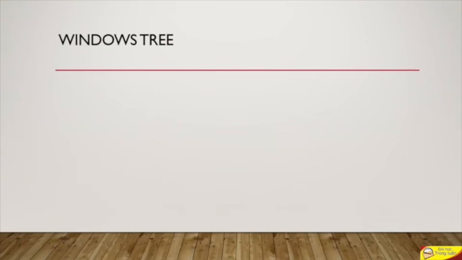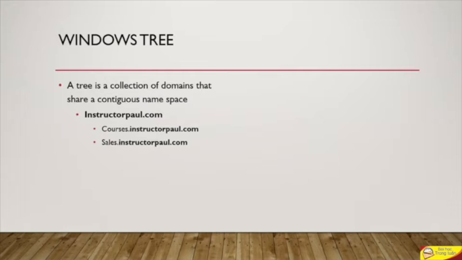All right, now we have a Windows tree, and this is where the confusion starts. A tree is a collection of domains that share a contiguous namespace. Now that doesn't really tell you a whole lot and it sounds kind of confusing, but if you look at this, we have instructorpaul.com and then we have courses.instructorpaul.com and sales.instructorpaul.com. Now the two domains beneath instructorpaul.com, you can see that instructorpaul.com is highlighted in bold. So I think you can see my mouse cursor here, maybe not sure. We have instructorpaul.com bold and it's highlighted because that is the contiguous namespace.